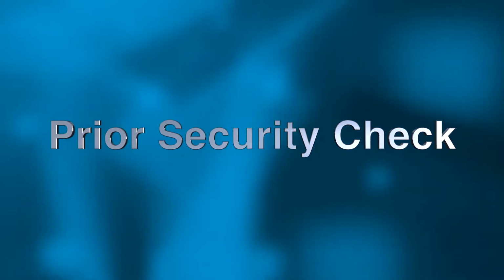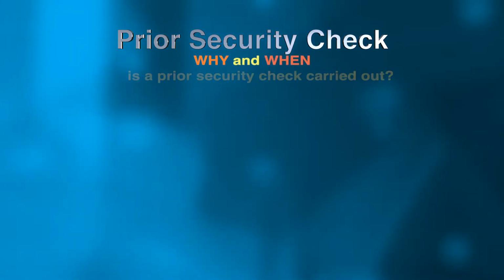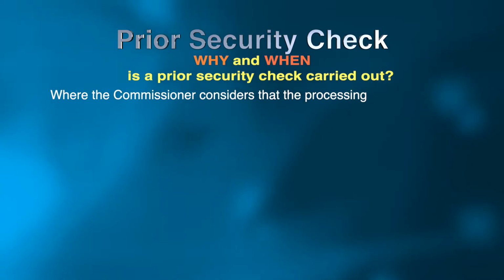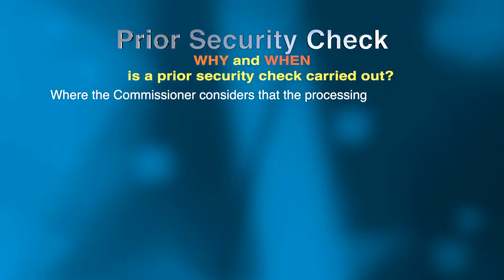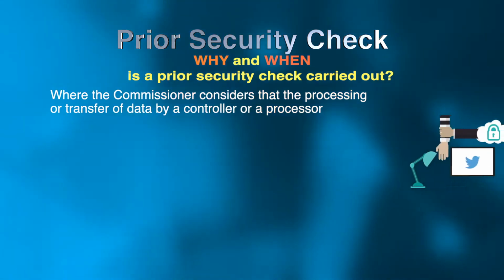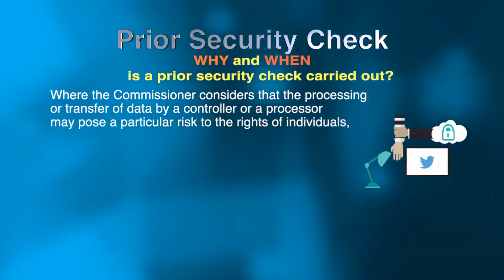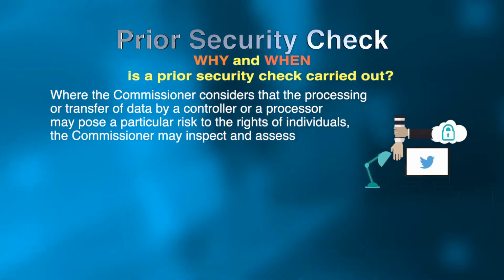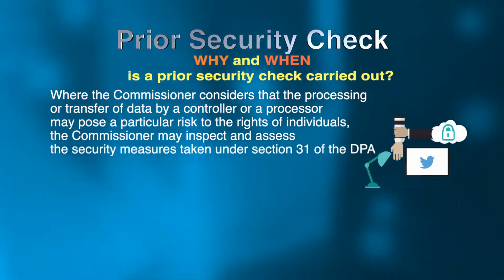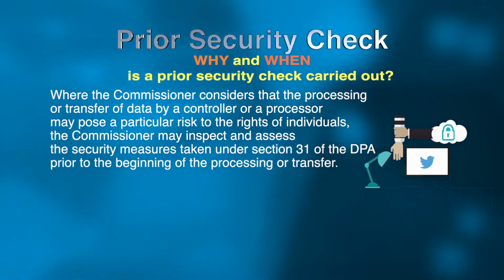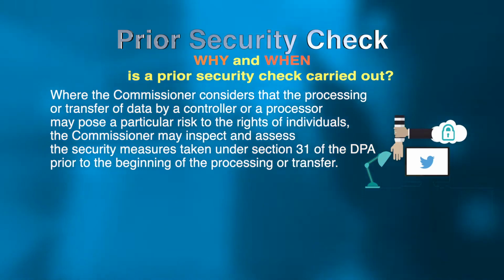Prior security checks. Why and when is a prior security check carried out? Where the Commissioner considers that the processing or transfer of data by a controller or a processor may pose a particular risk to the rights of individuals, the Commissioner may inspect and assess the security measures taken under Section 31 of the DPA prior to the beginning of the processing or transfer.